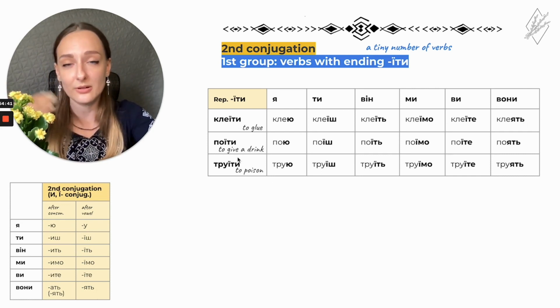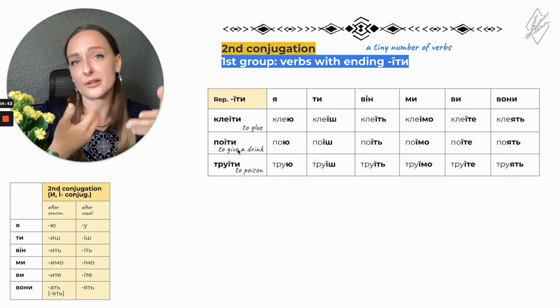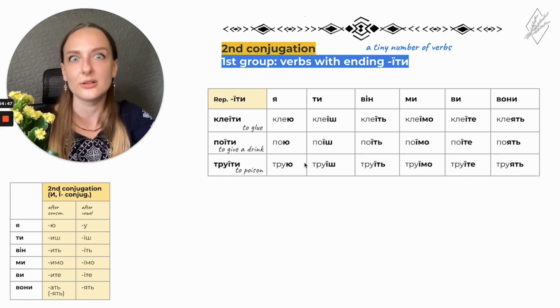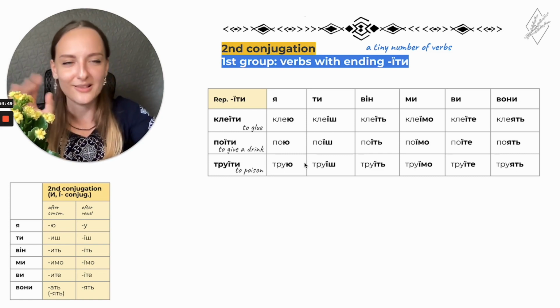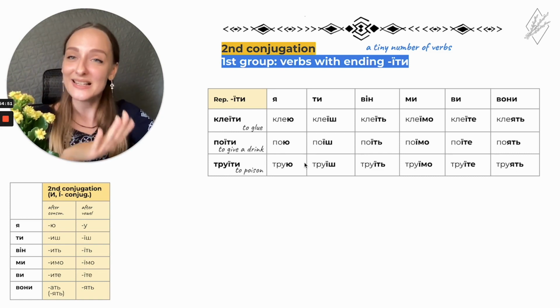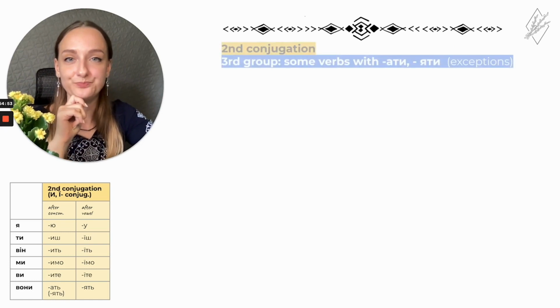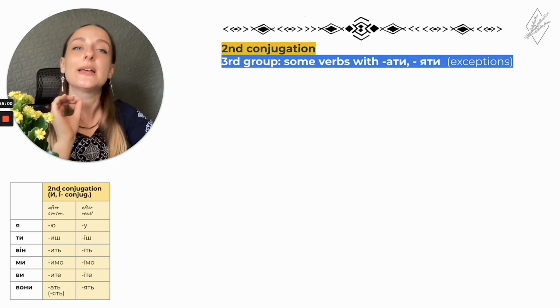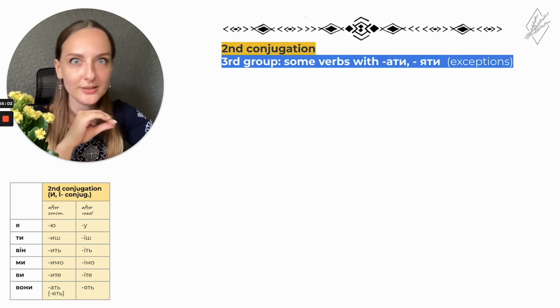The same with verbs поїти, to give a drink, like to give a drink to a dog or to a child, and труїти, to poison. Okay, not A1 level at all, but still you need to know that they exist. The third group of the second conjugation, this one you already need to know. These are verbs with ати, яти.